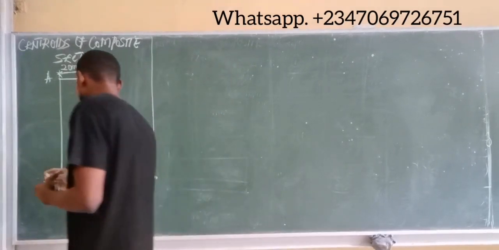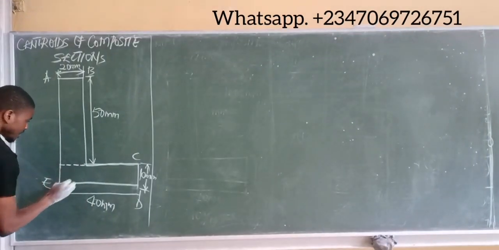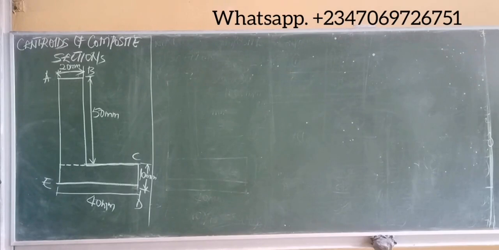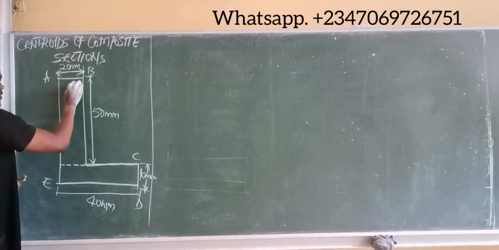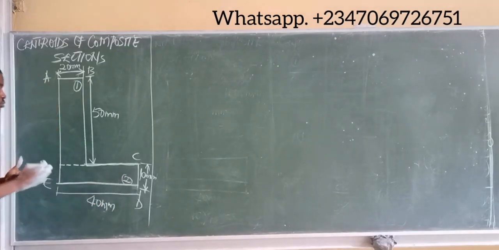If I decide to segment this point, I will see that I've obtained two different rectangles joined together. So I can call this rectangle 1, I can call this rectangle 2. So it becomes two rectangles or two components joined together. So this is called a composite section.